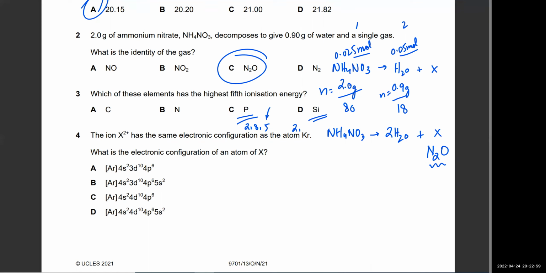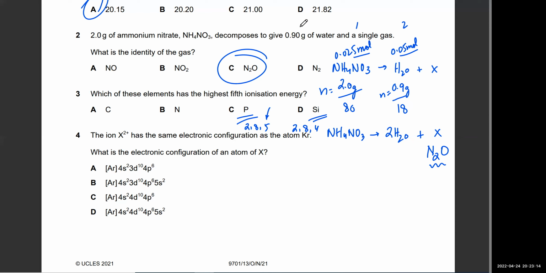Silicon, it's going to be 2, 8, 14 electrons, right? So it's going to be 2, 8, 4. So if you're trying to remove the 5th electron, you're removing it from the 2nd shell. So silicon will have a higher ionization energy compared to phosphorus because the electron is much closer to the nucleus.